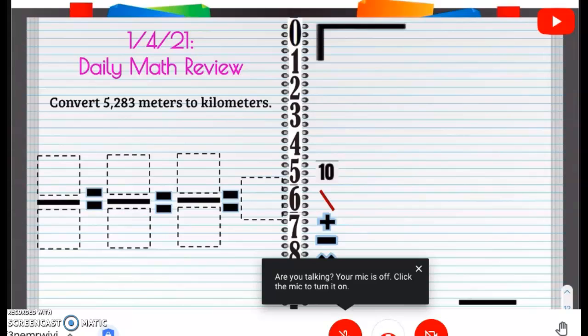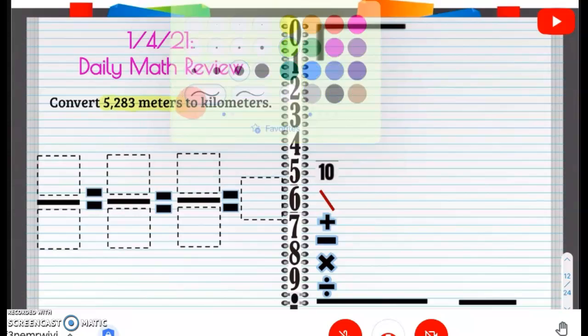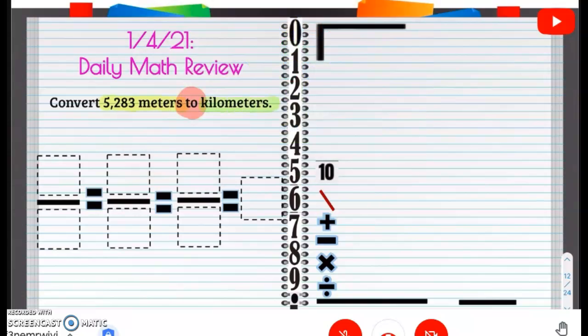Convert 5,283 meters to kilometers. All right, so we're going to convert here. So what we're going to do first, what we start with, is 5,283. So I'm going to do it kind of sideways.